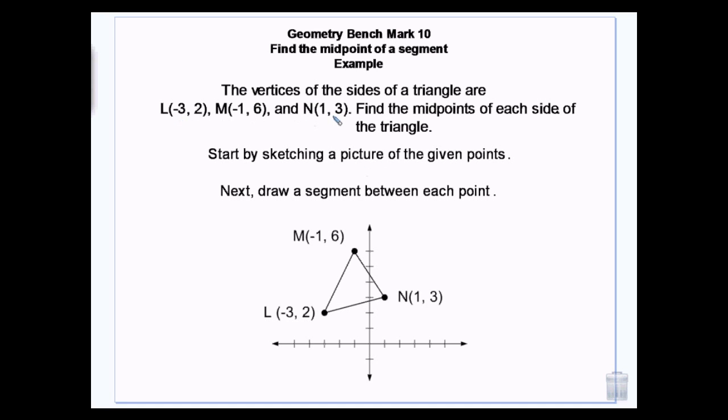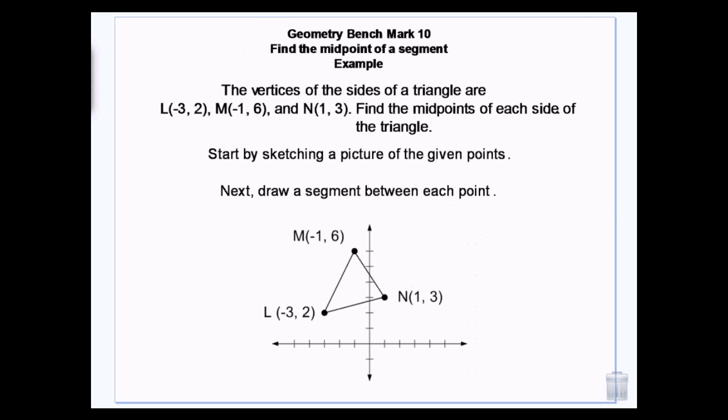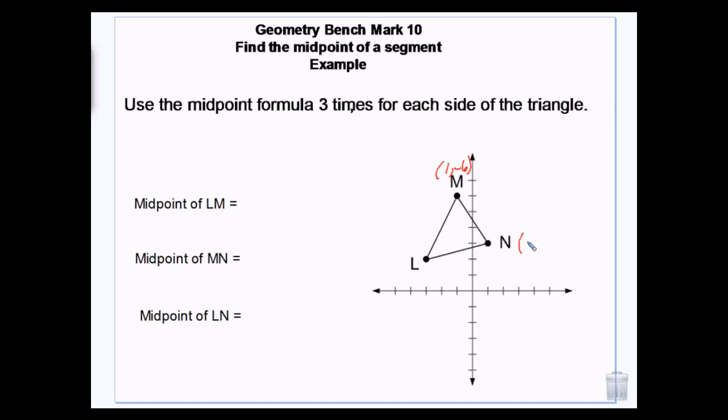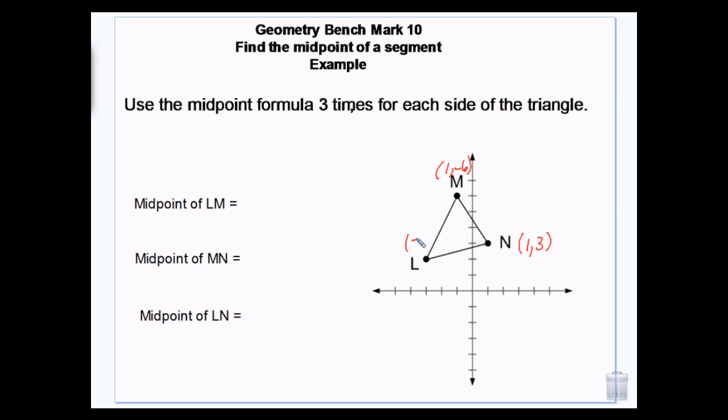So I have the vertices of a triangle, and I want to find the midpoints of the sides. First I actually draw the triangle. I get a piece of graph paper, I plot the points, and I want to find the midpoints of each of these sides. The reason I do this is because it gives me a visual of which points I need to put together, and that way I know I got them all. Okay, so I've got my triangle. This was 1, -6, 1, 3, and -3, 2. Okay, so this is a triangle.